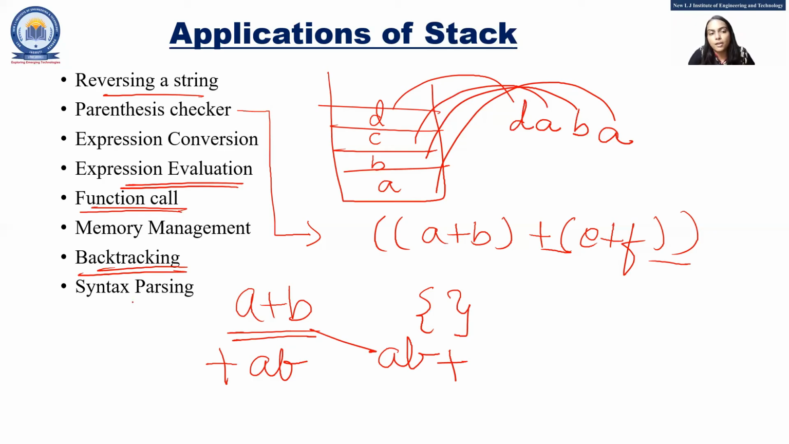Also, syntax parsing. If you have seen a compiler in any editor, the compiler gives an error for parentheses, right? How does it do it? Basically from stack. For example, in int main, if you have opened the bracket and you have not closed it, you get an error. This is a problem of syntax parsing, which is done by the compiler using stack, right? So these are the applications of stacks.